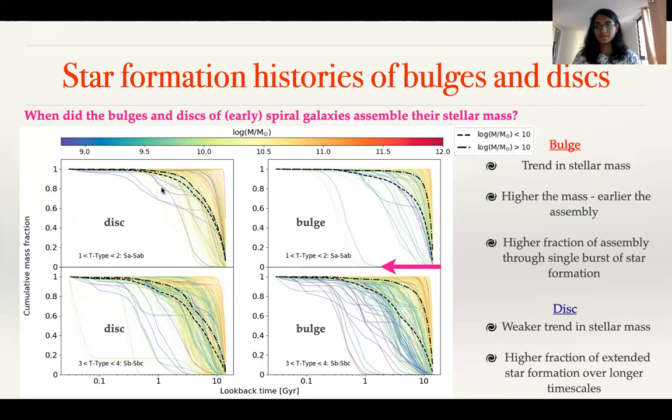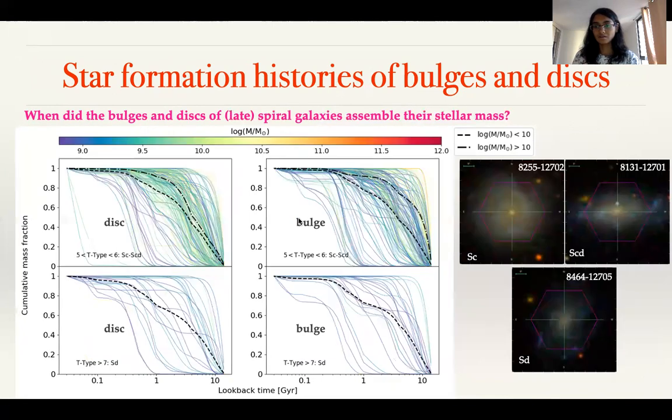Looking at the disks, we find that such a trend in stellar mass is almost non-existent, since the high and low mass average lines lie almost on top of each other. They show a higher fraction of extended star formation over longer time scales with multiple episodes of star formation.